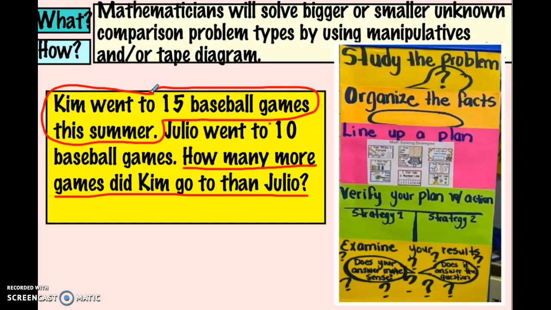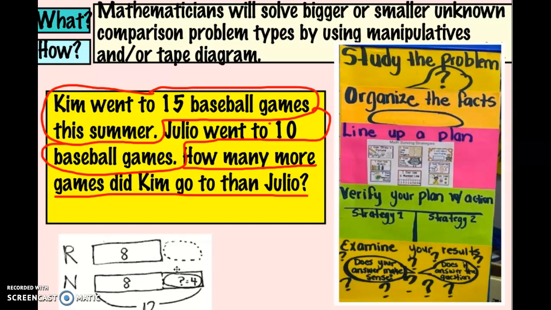Kim went to 15 baseball games this summer. That's an important fact, so I circle it. Let's continue. Julio went to 10 baseball games. Is that an important fact? Yes, it is. So let's circle it. And we already know that we're trying to figure out how many more games did Kim go to than Julio. And like we said, we are going to use a tape diagram to show our thinking.